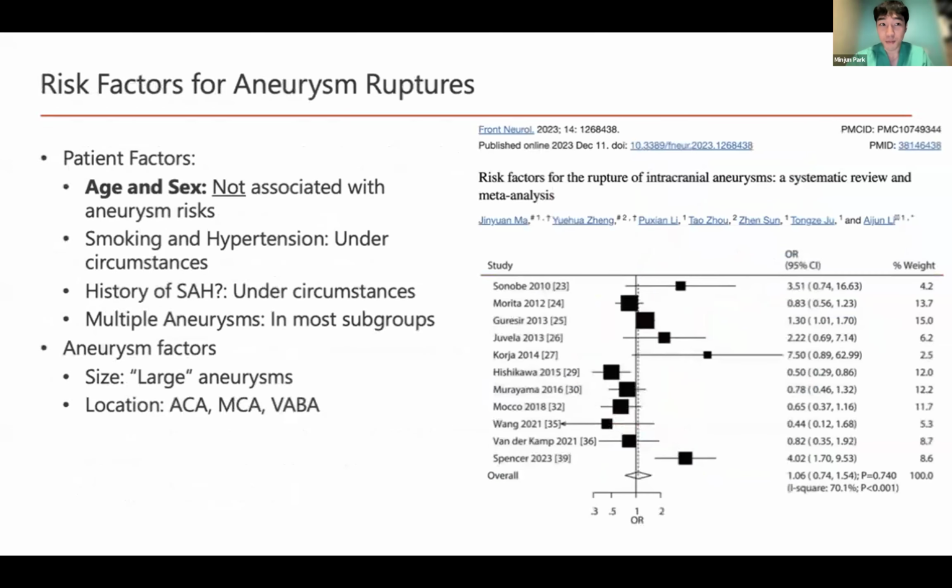So the reason I chose this topic was because, from what I was originally taught, I thought the risk factors for aneurysm ruptures were pretty straightforward, and there was one study that clearly showed this. But the more I looked into it, I realized it's very heterogeneous. For age and sex, a lot of these studies agree that these aren't necessarily associated with aneurysm rupture risk. For the formation I mentioned earlier, there is some type of sex component, but for these ruptures, they weren't able to find it.